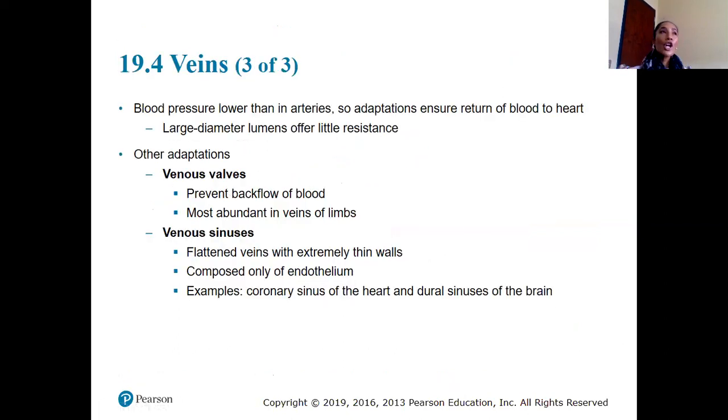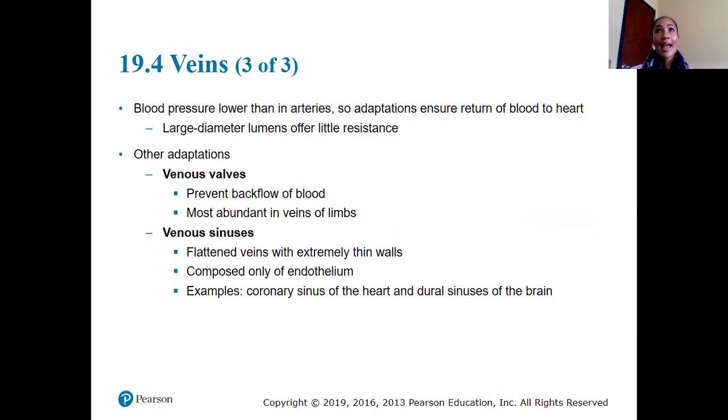Okay, so in terms of blood pressure, and I didn't mention this before, blood pressure is going to be much lower in veins compared to our arteries, which is why when we have our blood pressure taken, it's taken from an artery. We know arteries have the highest blood pressure circulating through our blood vessels. So blood pressure is lower in veins than in arteries. Adaptations ensure return of blood to the heart. If blood pressure was really high in veins, it would disrupt the flow of that blood back to the heart, which we need veins to do, carry blood back to the heart.